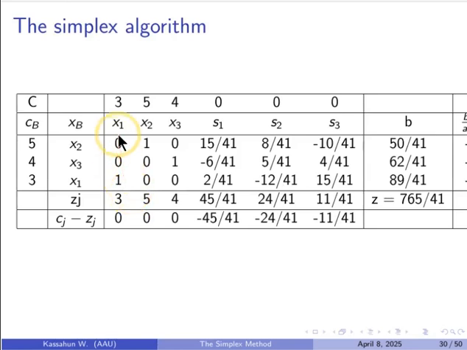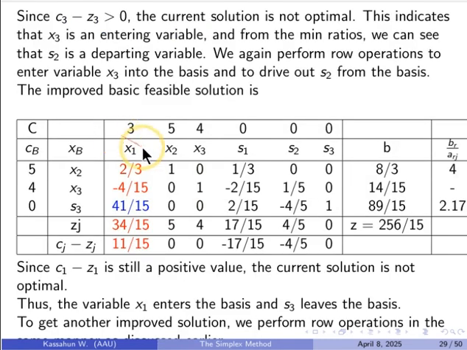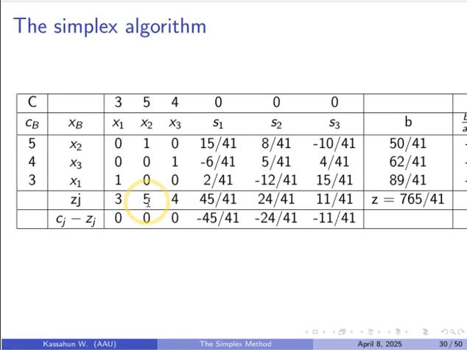Therefore, by so doing, as you can see, x1 is entering while S3 is leaving the basic variables. So x1 has become now basic. S3 left the basis. Then performing row operation changes to 1 and converting this other column components above this leading component 1. Therefore, we get this table.